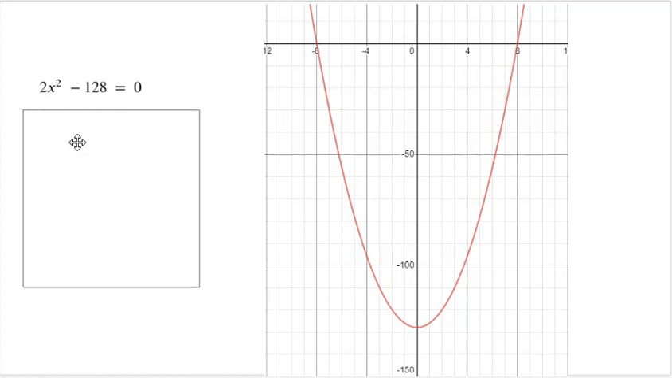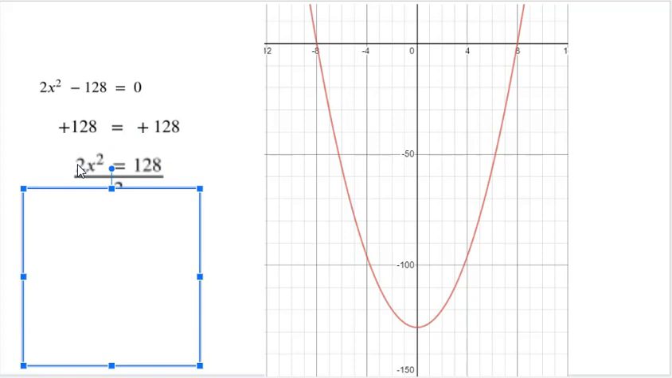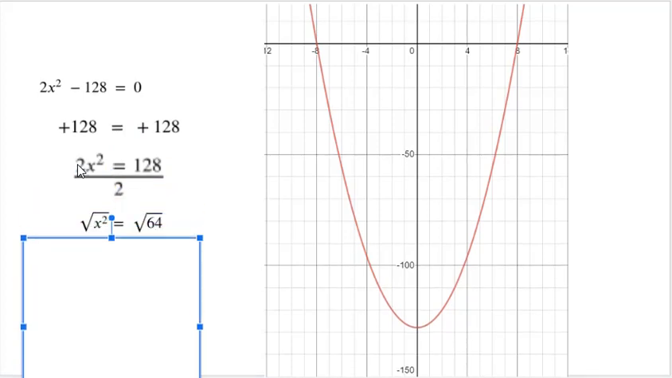So step 1 is to add 128 to both sides. After you do that, divide both sides by 2, get x squared equals 64, square root both sides, and you get a nice easy answer of x equals either positive 8 or negative 8. You can see that in the graph. That's a graph of the function. You can see the y-intercept down there at 128. We're good to go, right?